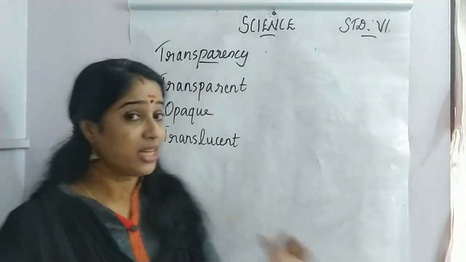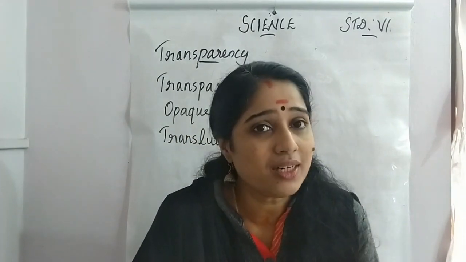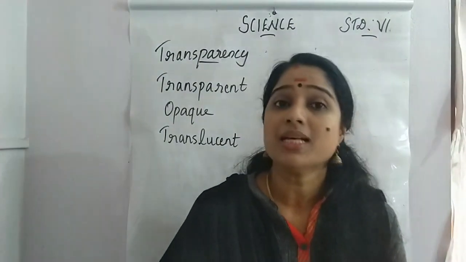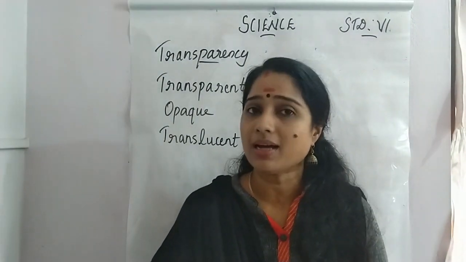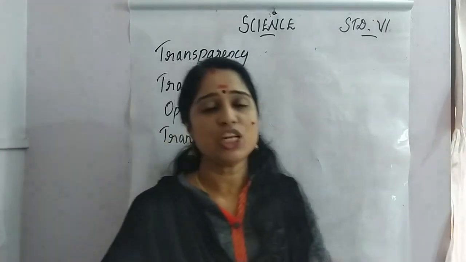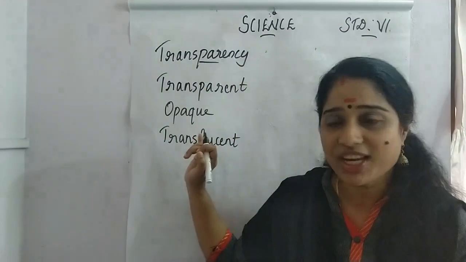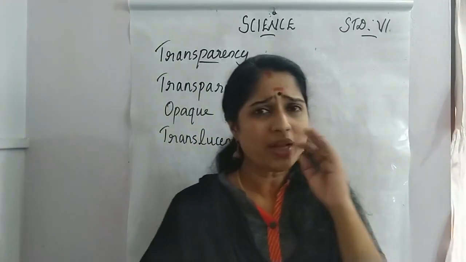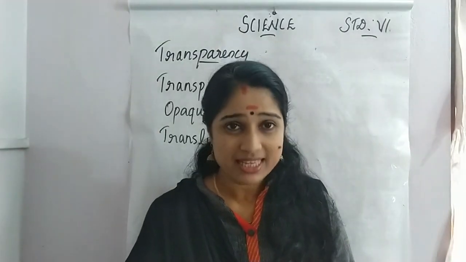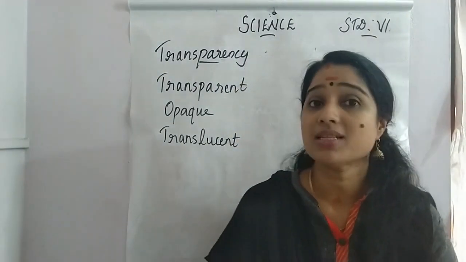Then who can tell me what is meant by this transparency? It's the ability of the light to pass through it. Based on the ability to pass light through it, the materials can be divided into 3 main groups. They are transparent objects, opaque objects and translucent objects. Who can tell me what is meant by transparent objects? Yes, objects that allow light to pass through them. Such objects are known as transparent.